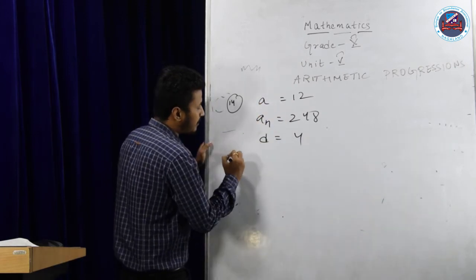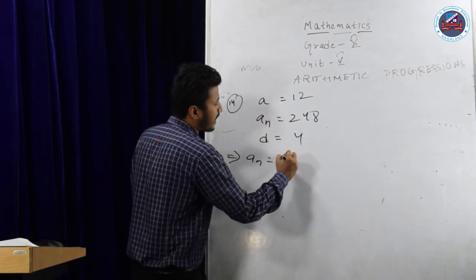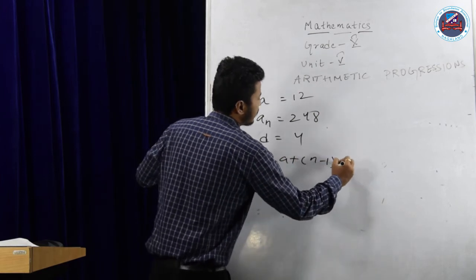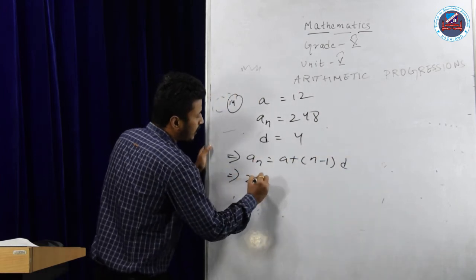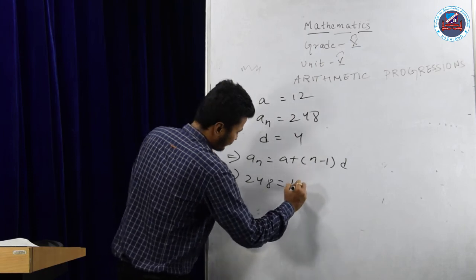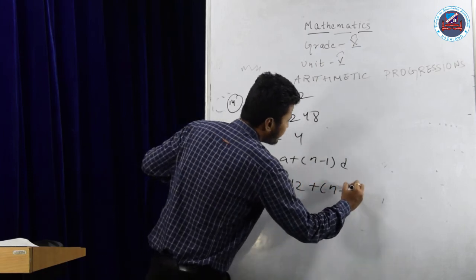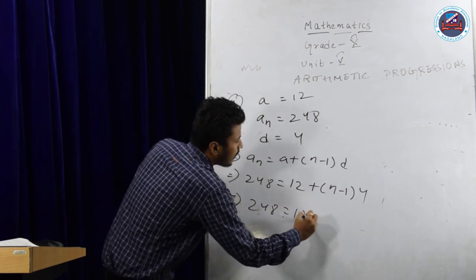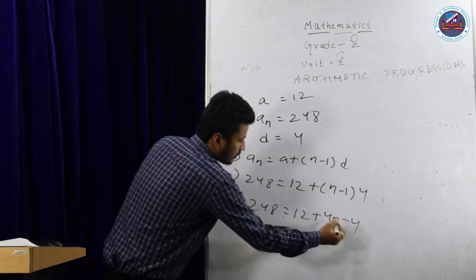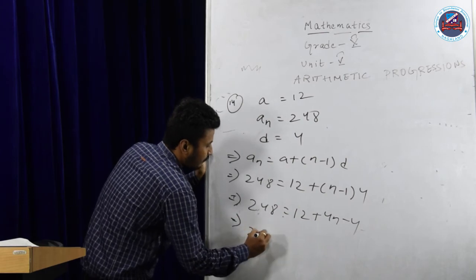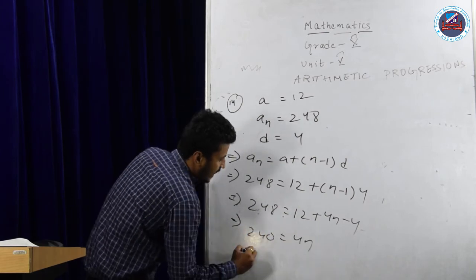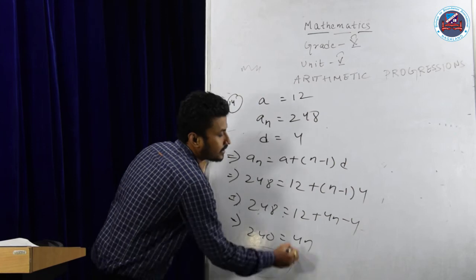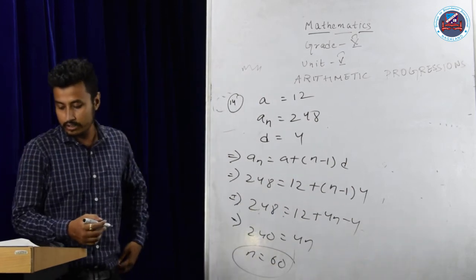Now you have to find out how many terms are there. So An equals A plus N minus 1 D. Put An value 248 equals 12 plus N minus 1 into 4. 248 equals 12 plus 4N minus 4. So 240 equals 4N. So N will be 60. This is your answer, guys. Question number 13 is also the same.